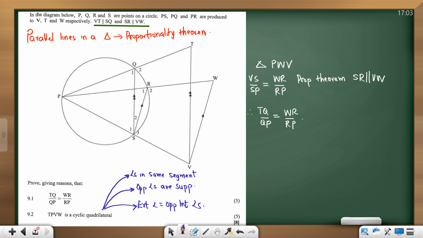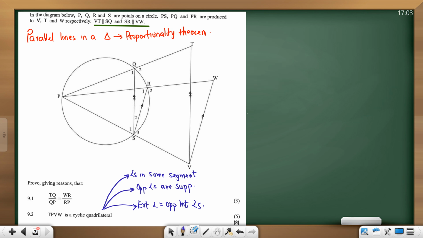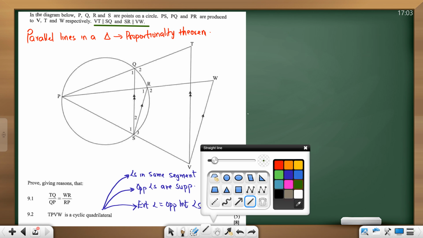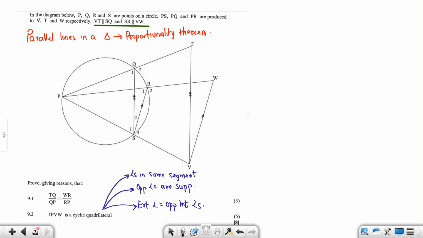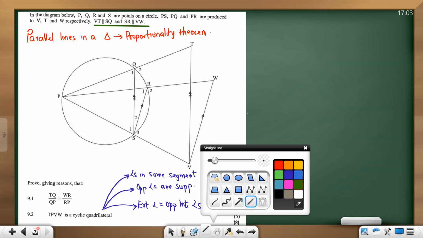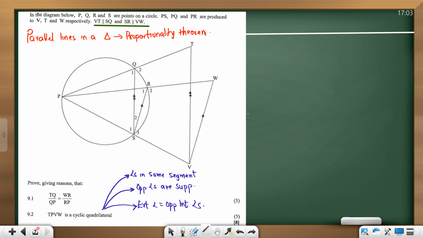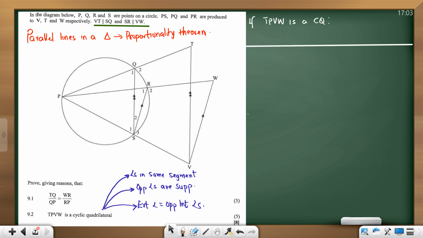On my list of tips, I told you that if they ask you to prove a shape, a line, what do you use? If statement. So I'm going to use the if statement. I want to write this down. When you are doing this, you just put this as a little note for yourself. This is not part of your answer, but it's what will give you clues to getting your answer. Since they said I should prove that that is a cyclic quad, if TPVW is a cyclic quad, what can you tell me?